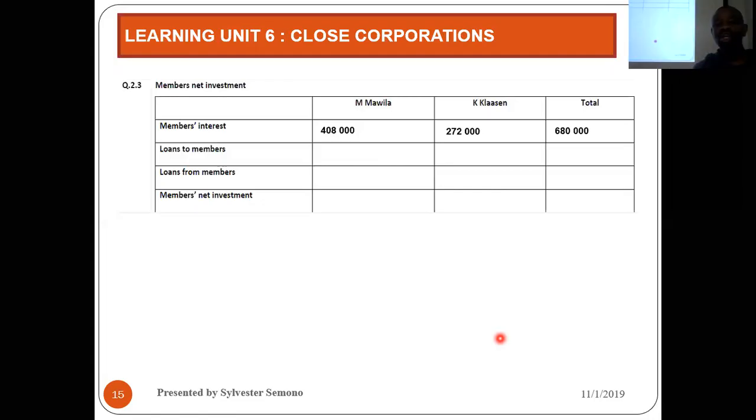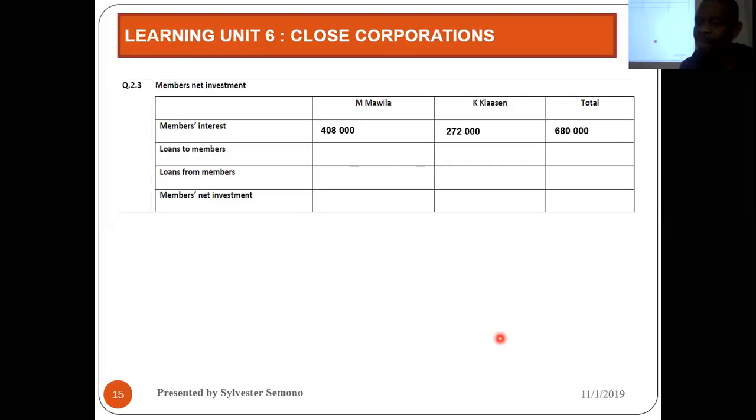Now let's check loan to members. You have to check, out of the two members, whether the business loaned money to one of them. If we go back to the question, let's check if we've got any loan to members. I think we've got loan from and loan to. So I think we do have loan to members. How much? To who? Which guy? To Klassen. Okay. The business loaned Klassen 10,000.